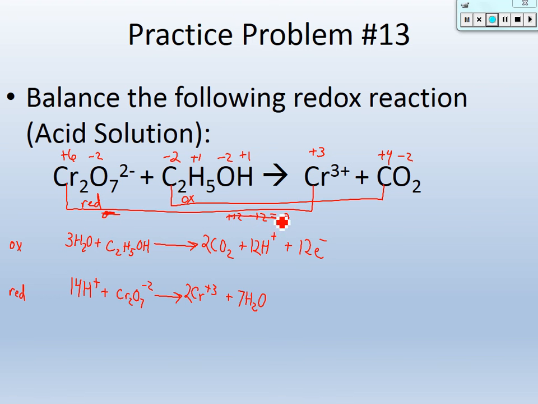Okay. I'm going to erase these numbers so they don't confuse me later on. Let's balance the charges on the bottom one. What's my total charge right here? Plus 14. What's my total charge here?